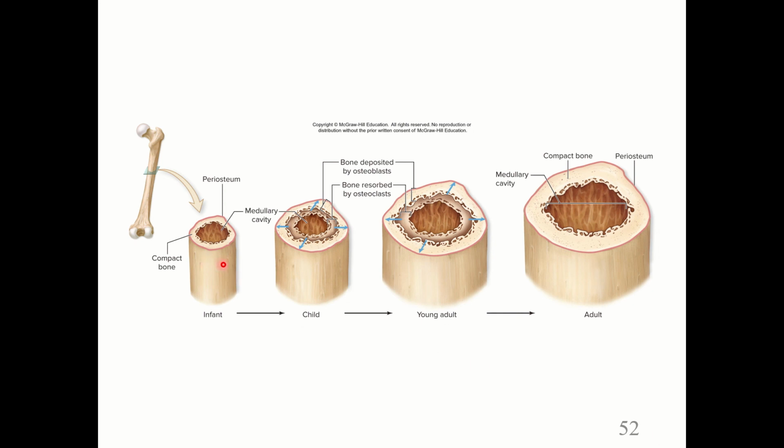So here is an example of appositional growth as the infant grows into a young adult and an adult. As the osteoblasts are laying circumferential lamella on the exterior of the bone, the osteoclasts are going to be reabsorbing bone in the endosteum on the interior, and this allows for the bone to widen as it increases in length.